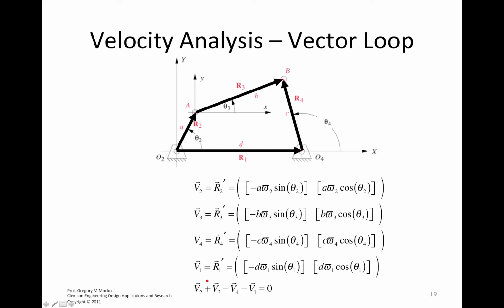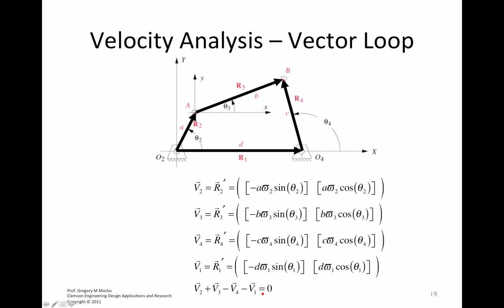We take the derivative of link 4, x component, y component, and the derivative of link 1, x component, y component. If you look back in your notes, you'll see this vector loop equation is the same. What we've done is we've taken the derivative with respect to t. The derivative of 0 with respect to time is still 0, so we have velocity 2 plus velocity 3 minus velocity 4 minus velocity 1 equals 0.